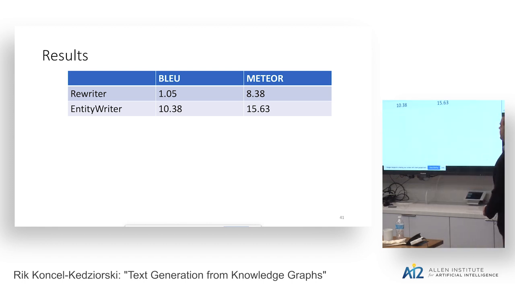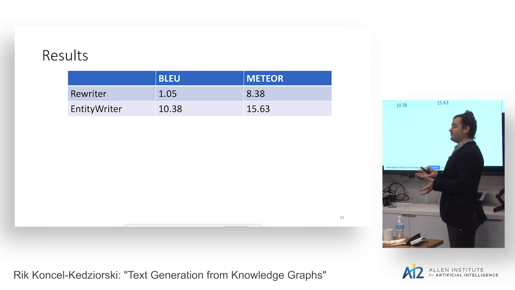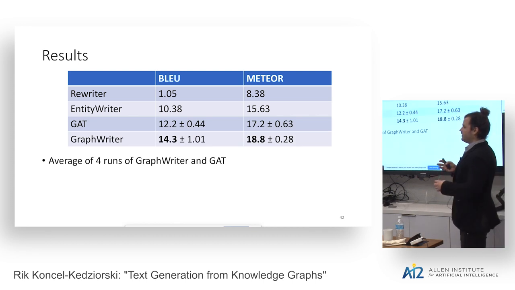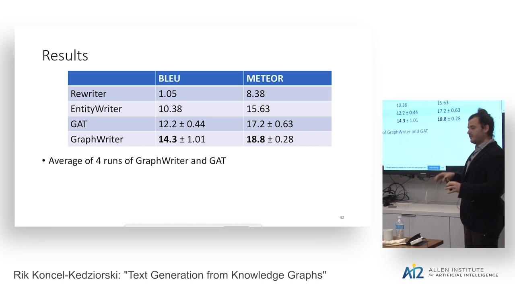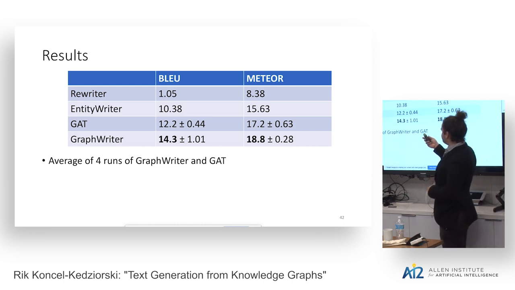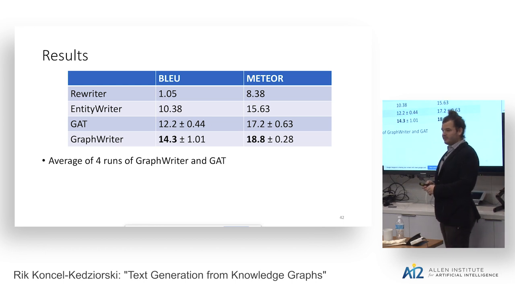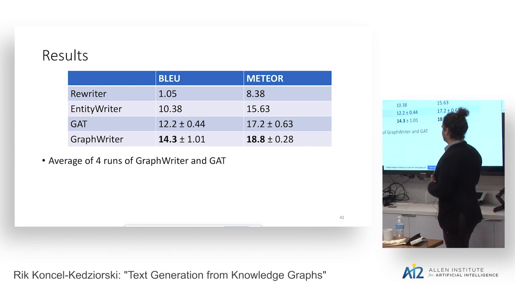So here are some results. These are BLEU and METEOR scores. You can see the rewriter method, which uses no knowledge, just a title, does very poorly on this data. When we give it a list of entities to generate from, the entity writer model can do significantly better. And then we see that if we use the knowledge, which is the relational information that we're given in the graph, to contextualize the entities and the vertices, we can achieve even better results. The GAT model gets a BLEU score of 12.2, but our GraphWriter improves on that to 14.3, so 2 BLEU points is pretty good in generation. And we ran several instances of both the graph attention and GraphWriter model and found that there's no overlap, at least in these few instances, so I think it's a pretty strong result that the GraphWriter outperforms the graph attention in this task.